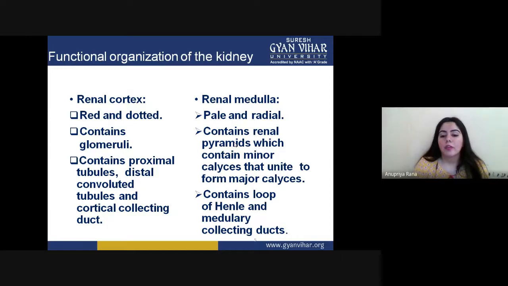It contains the loop of Henle and medullary collecting ducts. So basically this medulla is going to have the loop of Henle inside it, and it also has the collecting ducts inside.